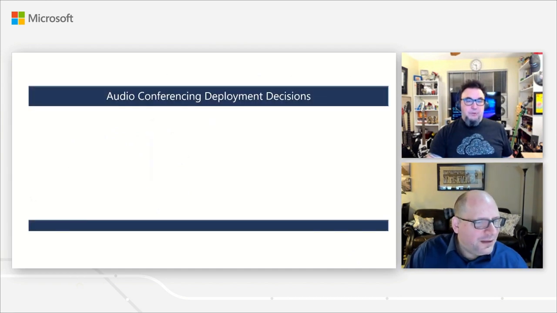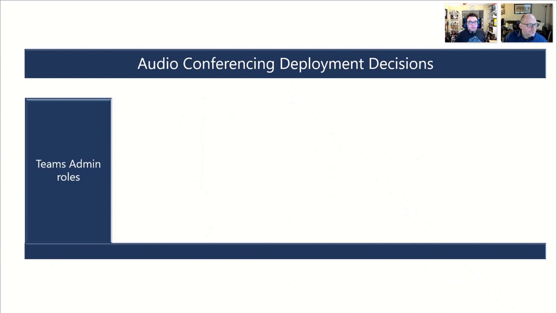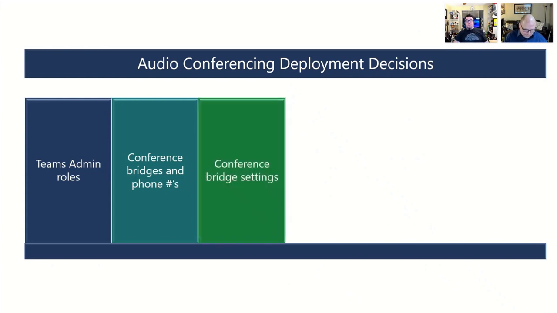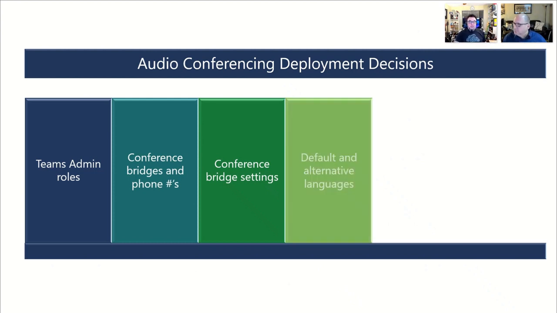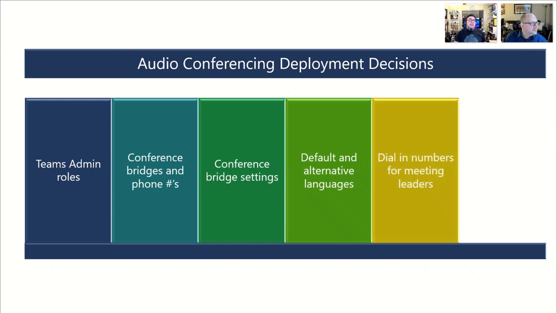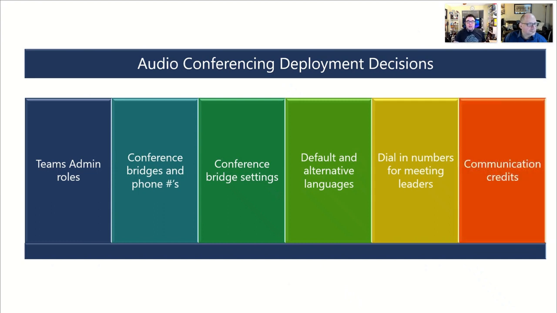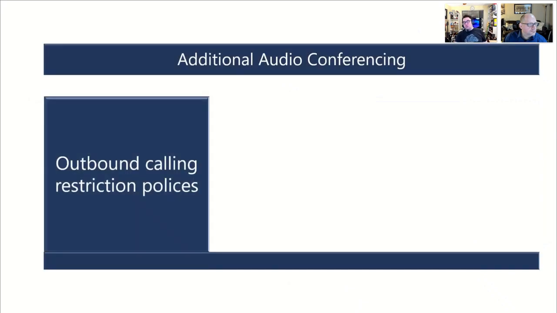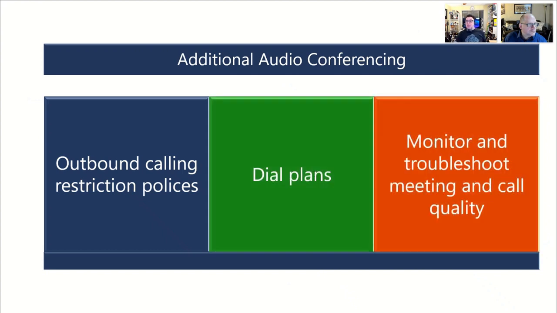Yep. All right. Let's take a look through some of the deployment decisions. Again, what are the Teams admin roles that you set up? Do you have conference bridge numbers and phone numbers? Conference bridge settings, so that folks can dial in and get to that. That has to be there, and it's going to be part of all of the meetings. Default and alternative languages. Dial-in numbers for meeting leaders, so they show up as presenters, not attendees. And of course, as Brett talked about, those communication credits. Some additional things. Are there outbound calling restriction policies that you need to put in place? You don't want to run up large bills for calling certain areas, or don't want to allow certain types of calls to be made via Teams. Dial plans and monitoring and troubleshooting meeting and call quality.